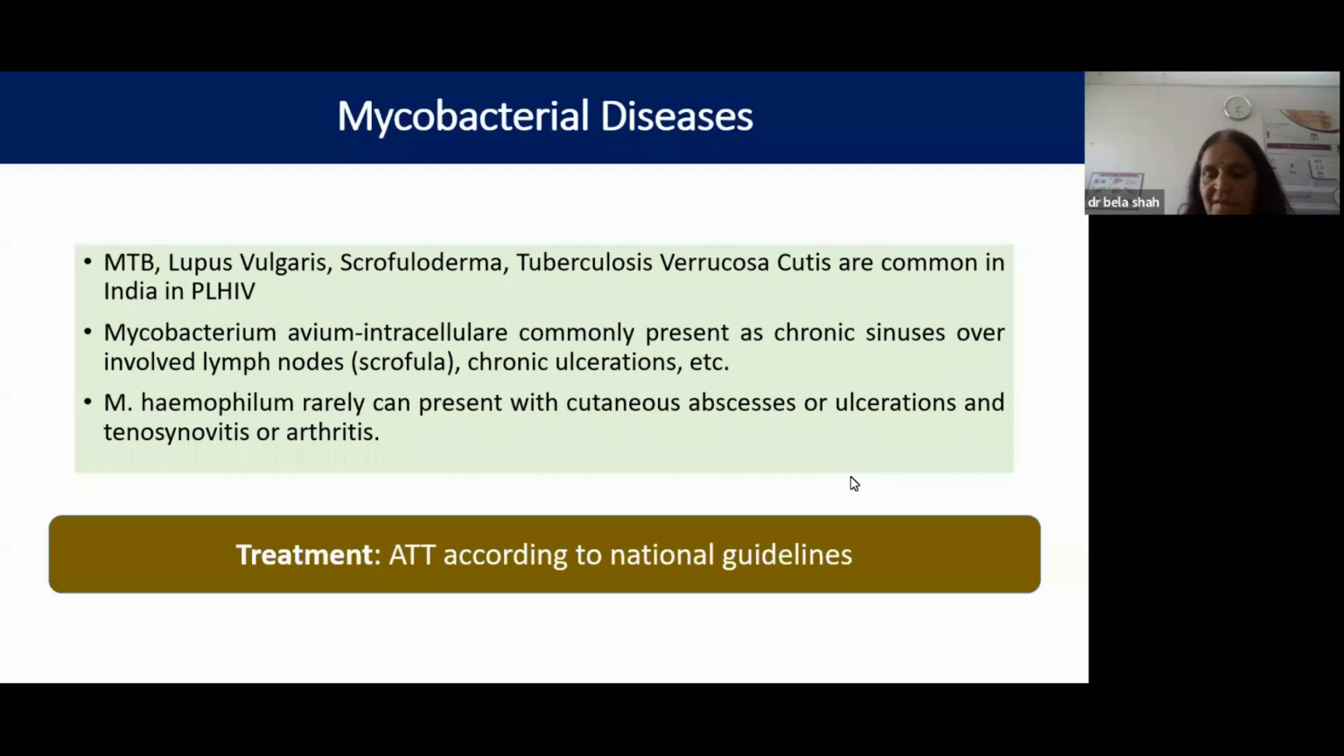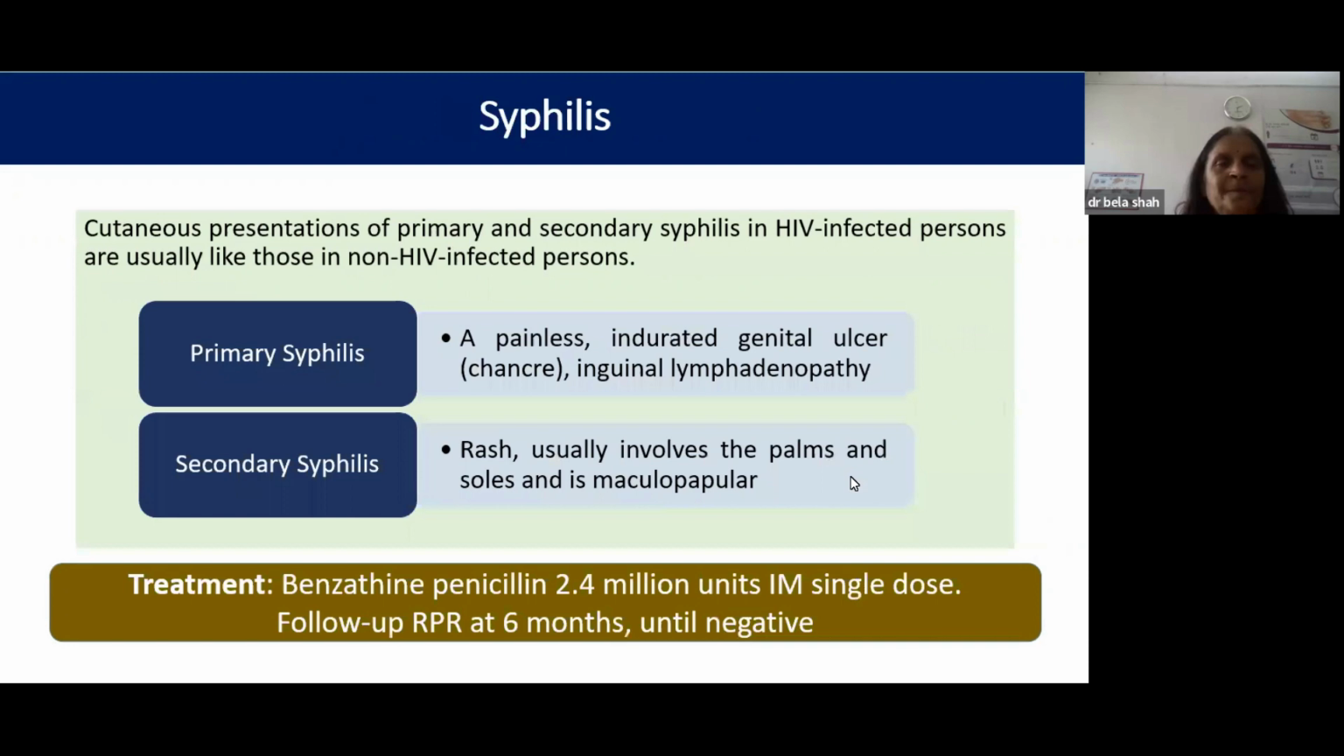So tuberculosis is very common in India even otherwise, and in context of HIV, they are partners in crime. So we should not forget about tuberculosis, and of course we treat these patients as per guidelines, whether it is typical Mycobacterium infection or atypical Mycobacterium infection. So we have to go by the national guidelines.